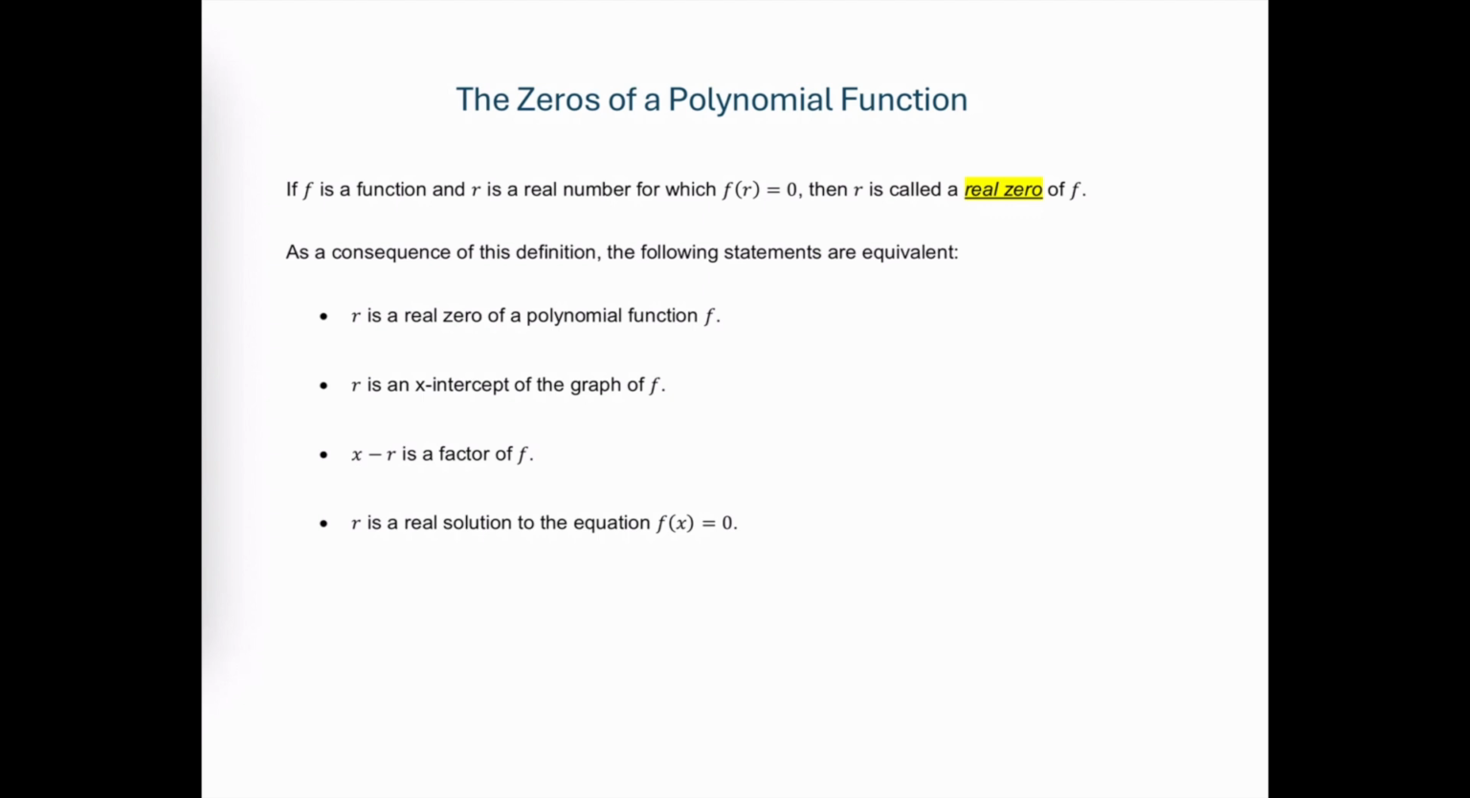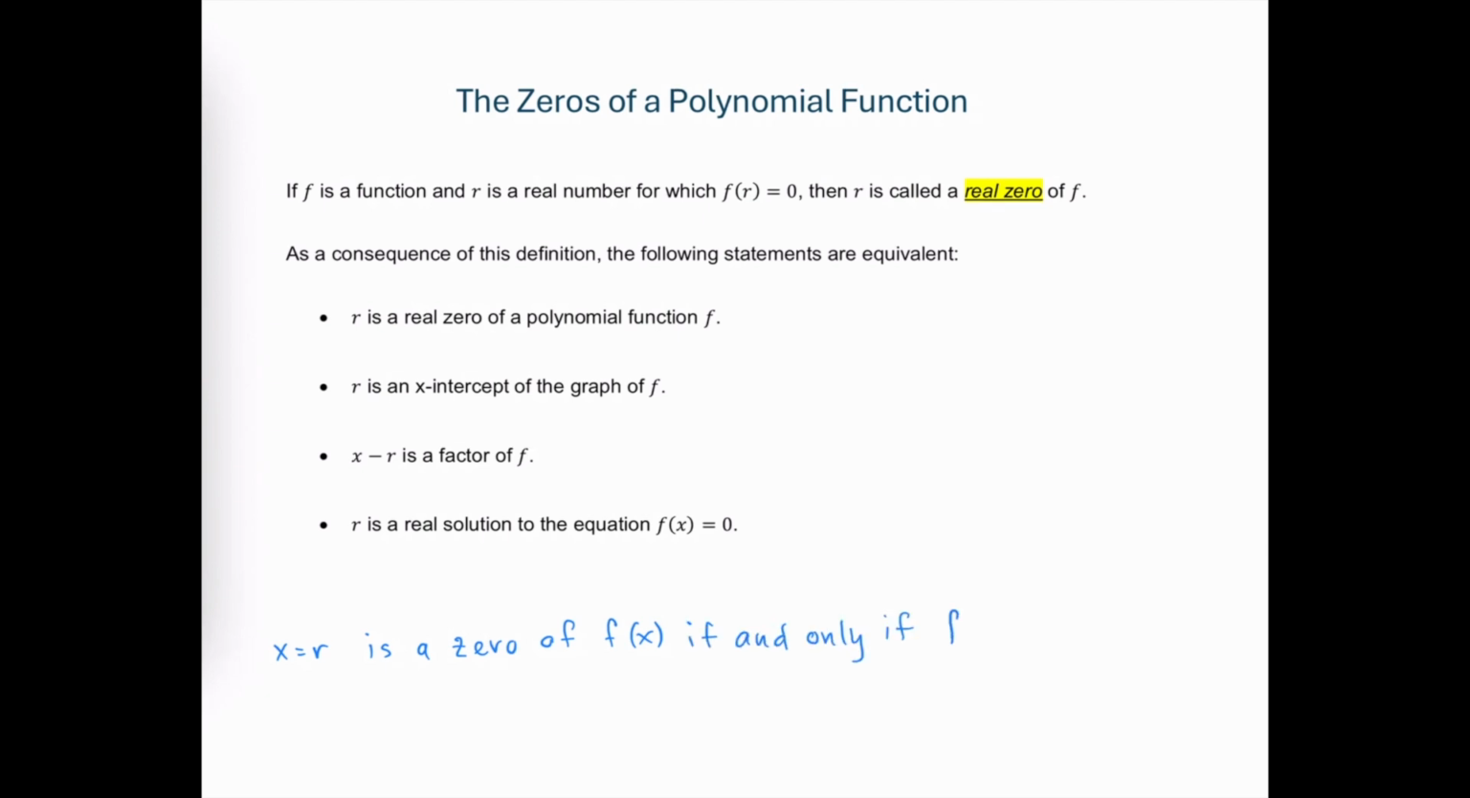Let's state that again, only slightly differently. The x value, r, again some arbitrary real number, is considered to be a zero of a polynomial function f at x if and only if f evaluated at that real number has an output that is 0. And I want to overemphasize that it is the x value that is considered to be a zero of f when this happens.